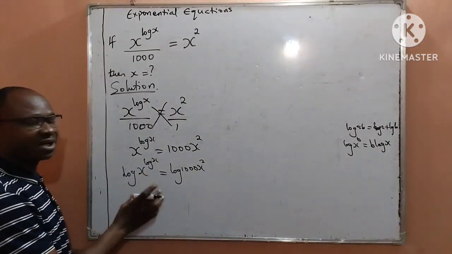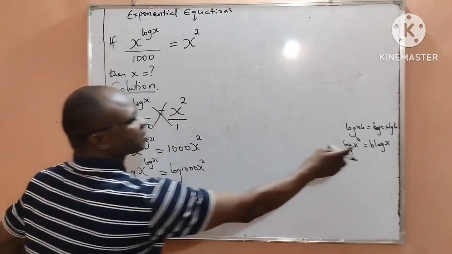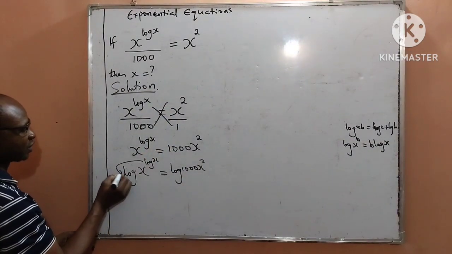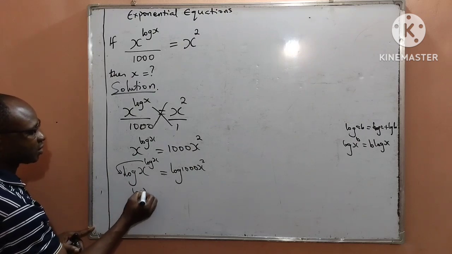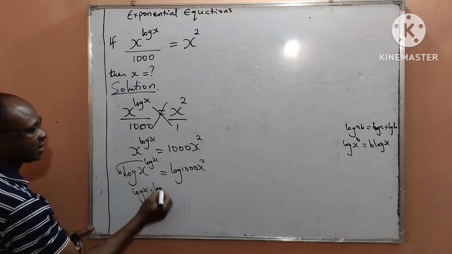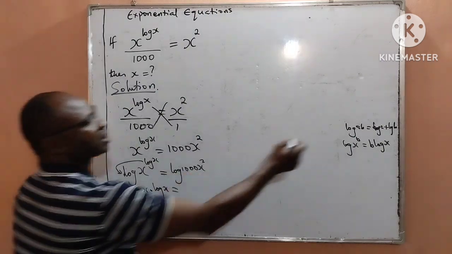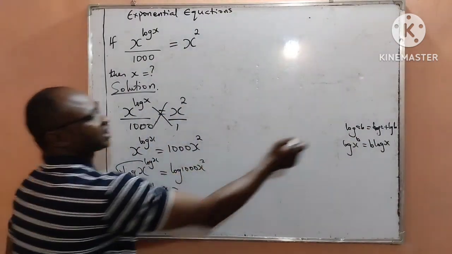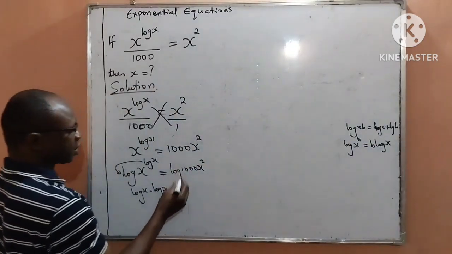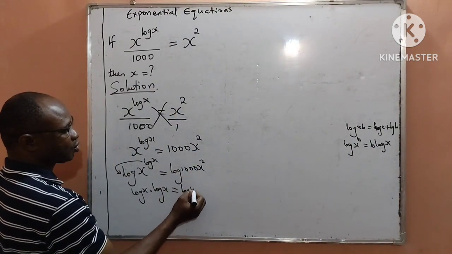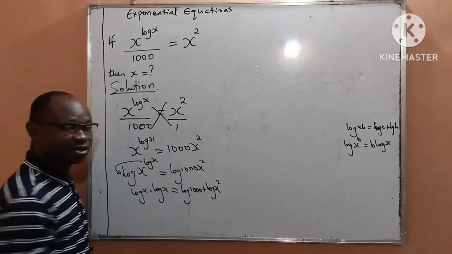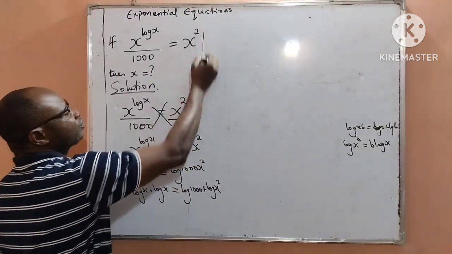From the left hand side, I will apply the power law, meaning that log x will come to the front. Moving to the front like this becomes log x multiplied by log x, equal to this place. I will apply by the right hand side the product law, and that becomes log 1000 plus the log of x raised to power 2. This is where we are now.